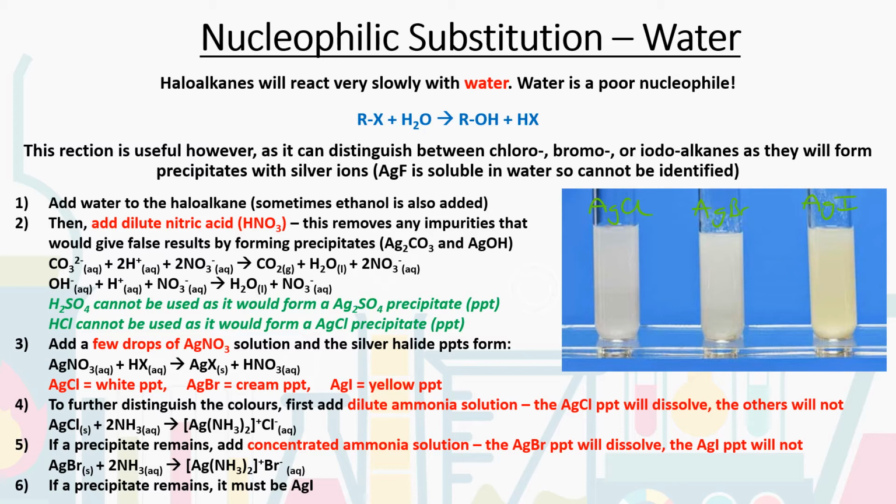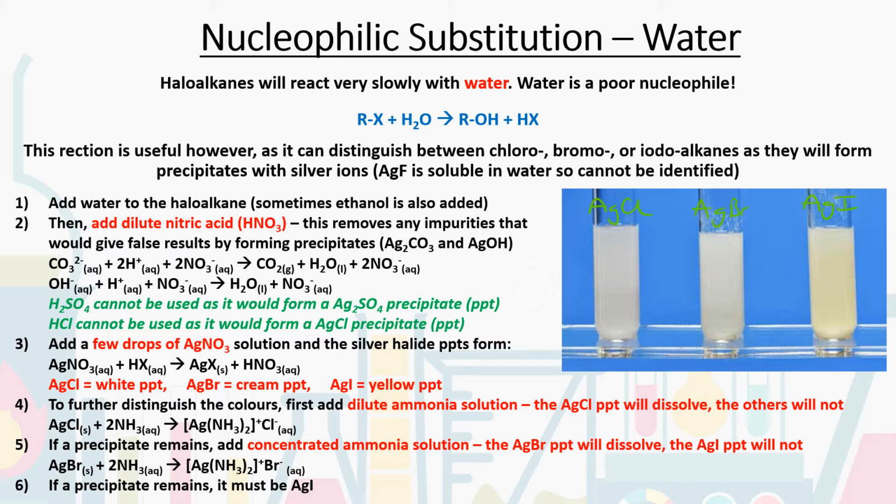So the first thing I'm going to do is add my water to the haloalkane. Sometimes you'll see ethanol being added as well. That's just to make the haloalkane and the water a bit more miscible, so that they mix together better. Remember, haloalkane is not soluble in polar stuff like water.